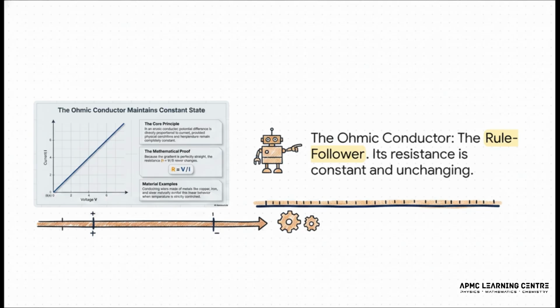Think of this as the predictable rule follower of the circuit world. For something like a simple copper wire, as long as you keep the temperature steady, the relationship between voltage and current is perfectly linear. You can see it on the graph. It's a perfect straight line. You double the voltage, you get exactly double the current. Its resistance is constant. No surprises here.